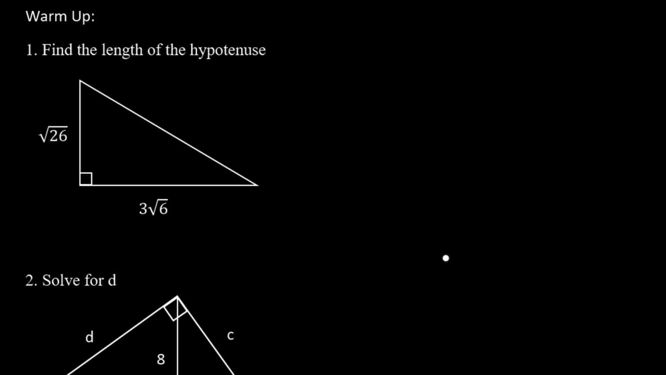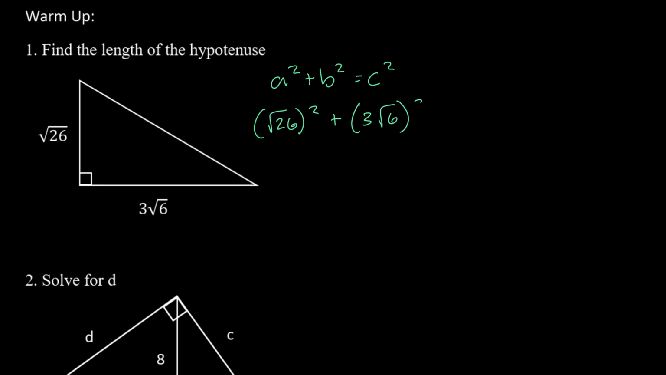You should not be afraid of radicals or square roots. They're just another form of a number. All we have to do is take these and plug them into our Pythagorean theorem. A squared plus b squared equals c squared. So we're going to put the square root of 26 squared plus 3 times the square root of 6 squared is equal to c squared.